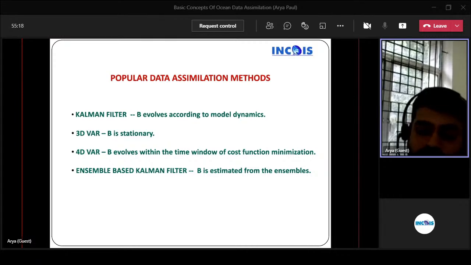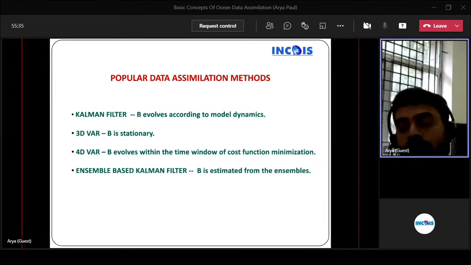But the problem with 4D VAR is that it is also very computationally expensive. But then, it is manageable. There are some operational agencies that use 4D VAR. This is also a good data assimilation method.